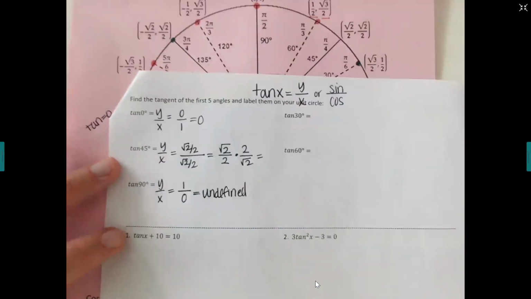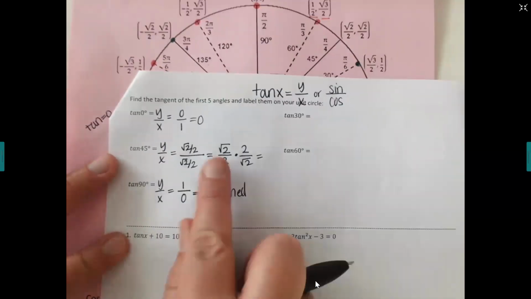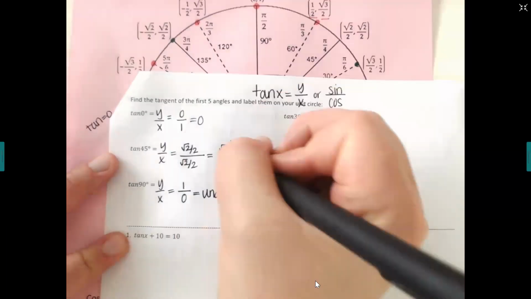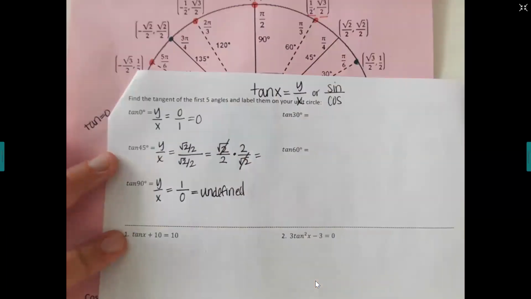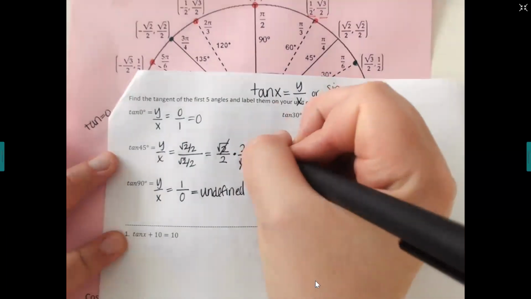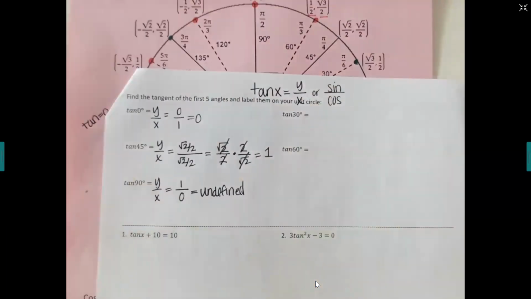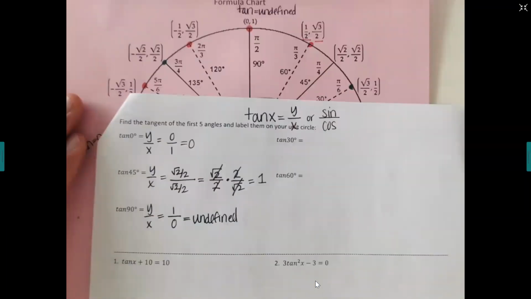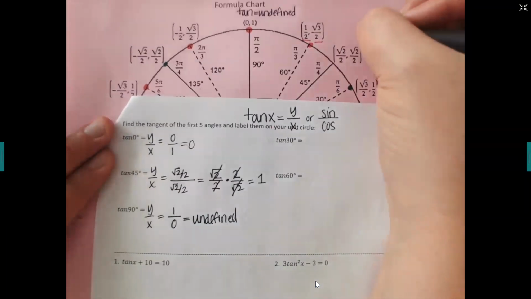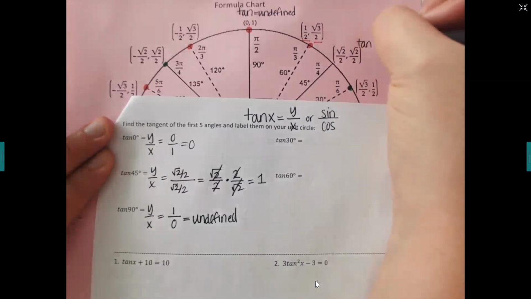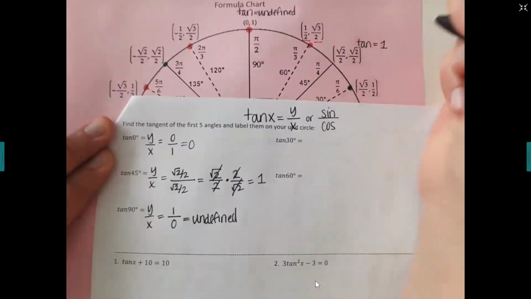If I have a √2 on top and on bottom, what can happen? Cancel. And then all I'm left with is 2 divided by 2, which is equal to what? 1. And remember, technically those 2's also cancel. The question is, if everything cancels, what do you put? You put 1. So on your circle at 45 degrees, I want you to put that tan equals 1.